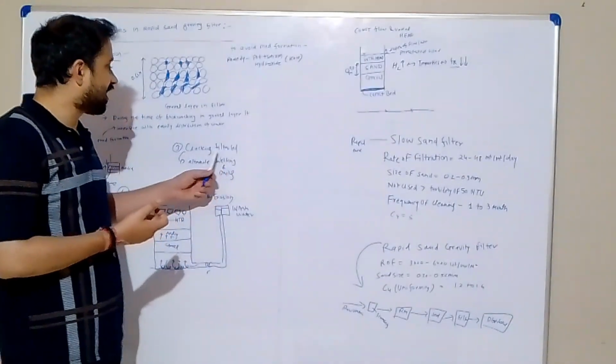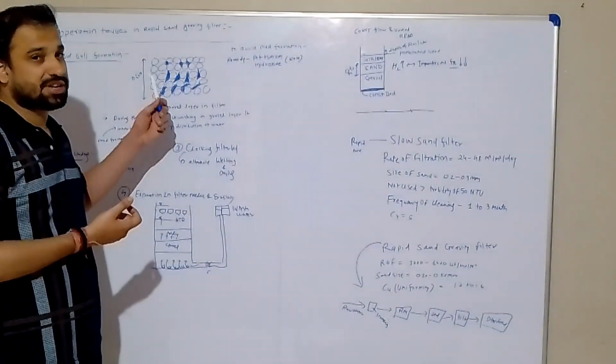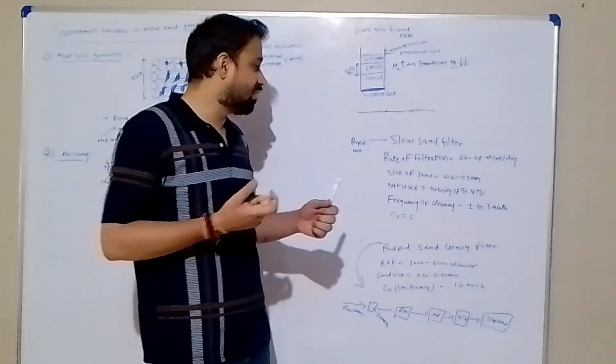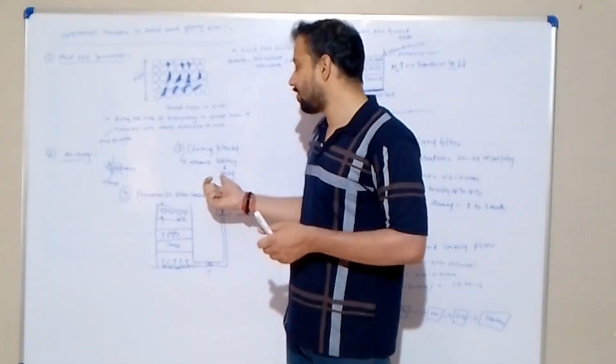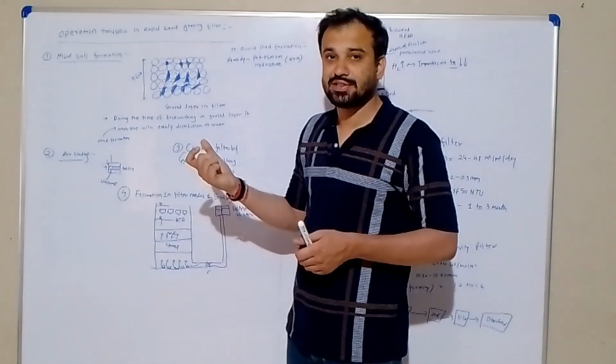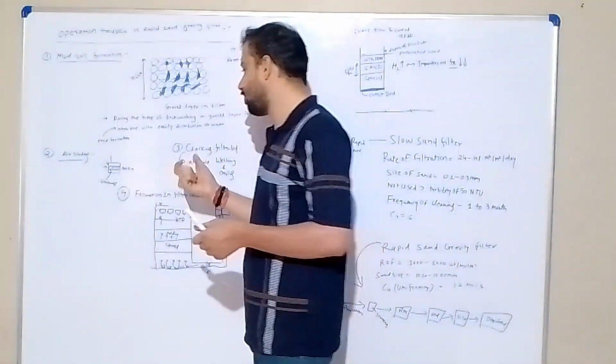Cracking of the filter. Third is cracking of the filter. The operation trouble is that the filter bed is cracked, and this is due to the alternate wetting and drying of the filter media. This is how the crack happens in the filter bed.